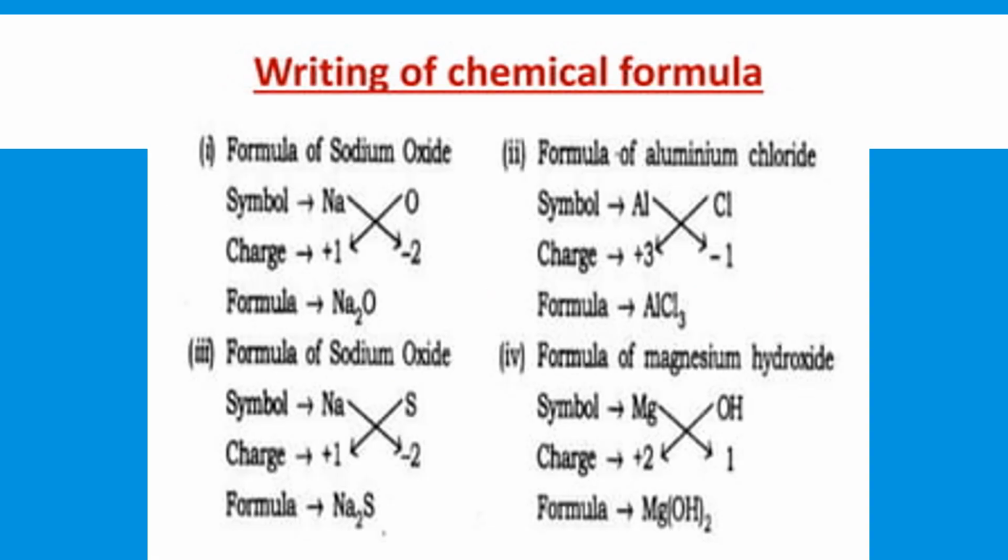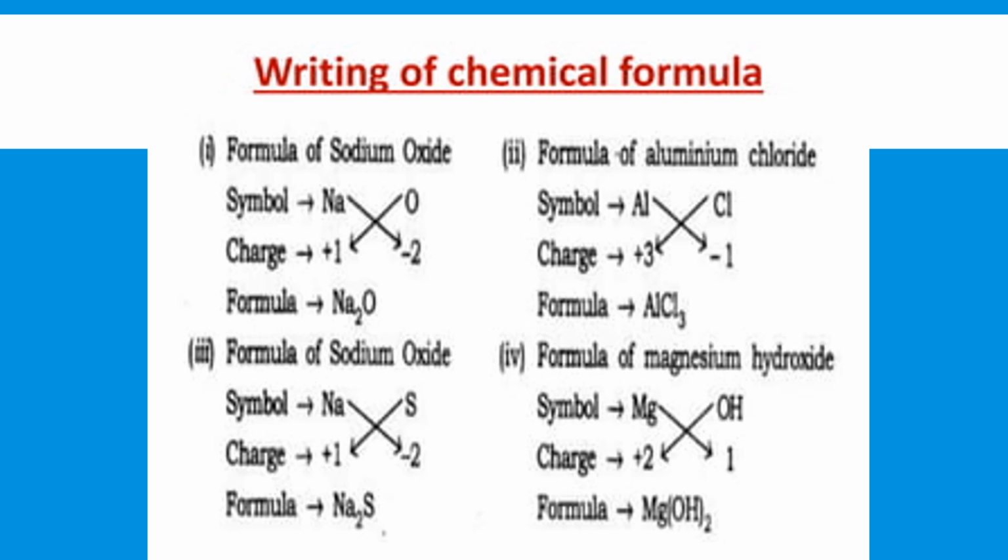Here are some more examples for writing the chemical formula. Like sodium oxide: write the symbol of sodium and oxygen. Sodium has the valency 1, oxygen 2. Crisscross, and now sodium twice, you have to write Na2 and oxygen 1.